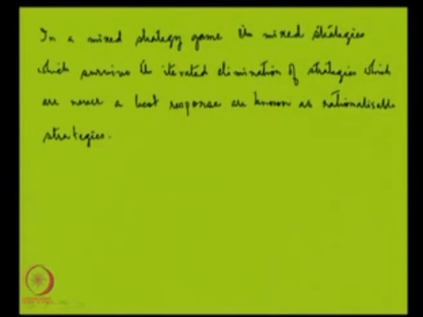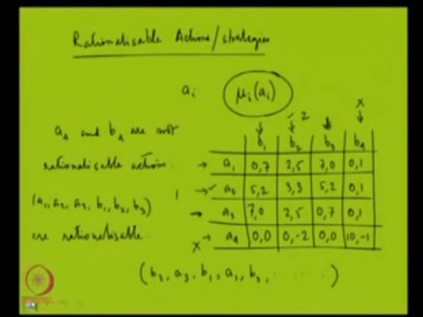In a mixed strategy game, the mixed strategies which survive the iterated elimination of strategies which are never a best response are known as rationalizable strategies. An example is this game itself. Here B4 was never a best response, so we eliminated this, and consequent to the elimination of B4, we can eliminate A4 also, because now A4 is never a best response to any of the actions by player 2. So A4 and B4 are eliminated, and we can see that none of these other actions A1, A2, A3, B1, B2, B3 can be eliminated.